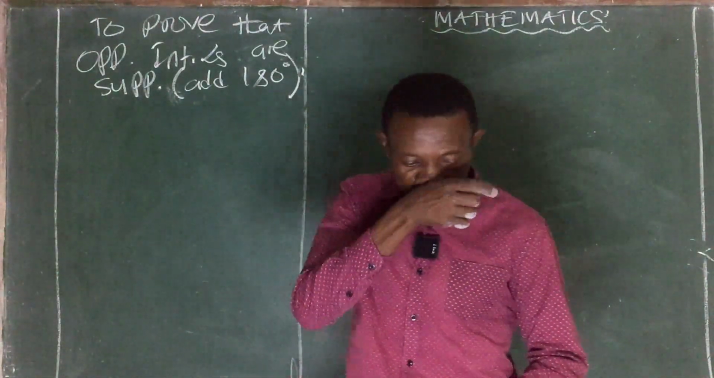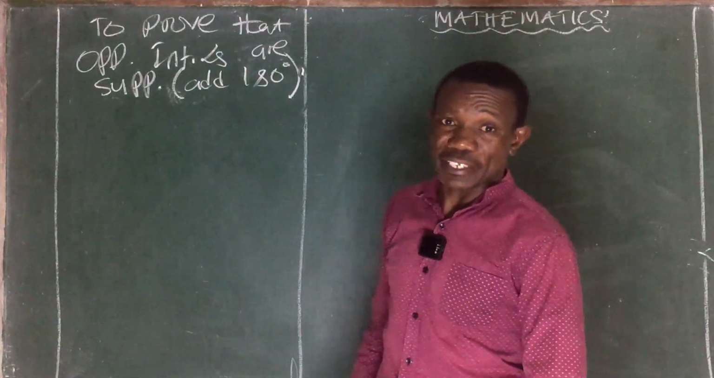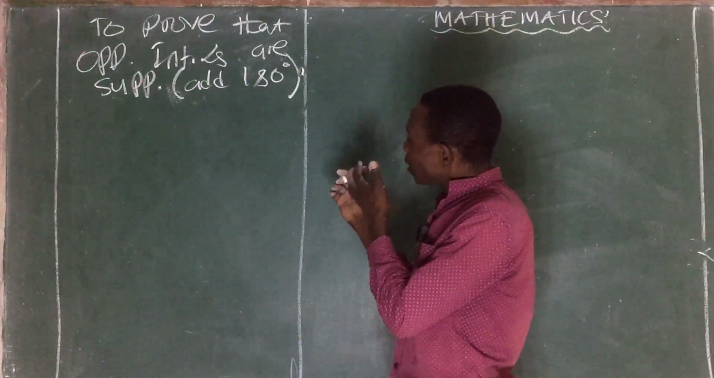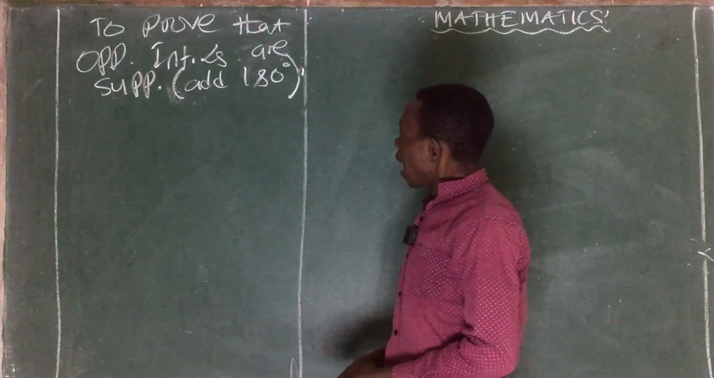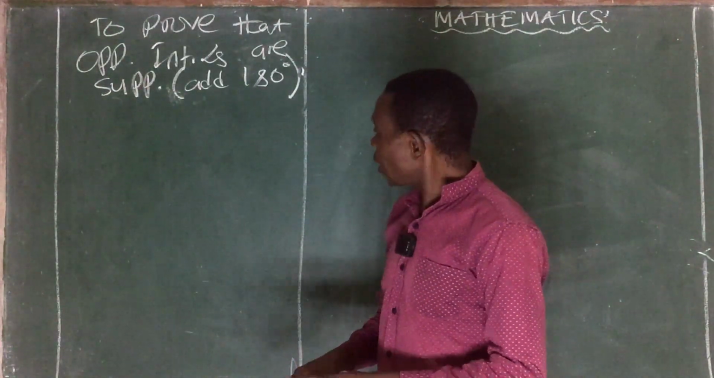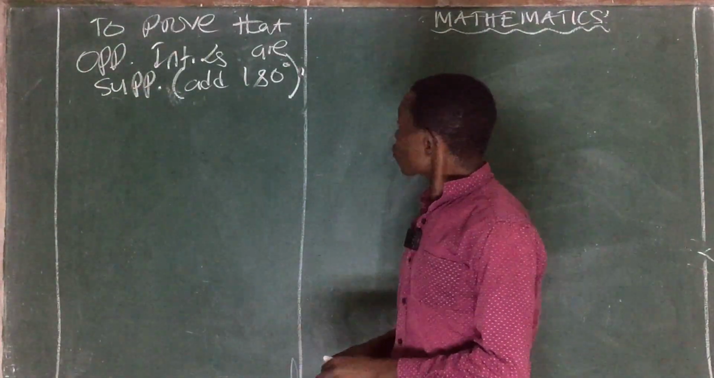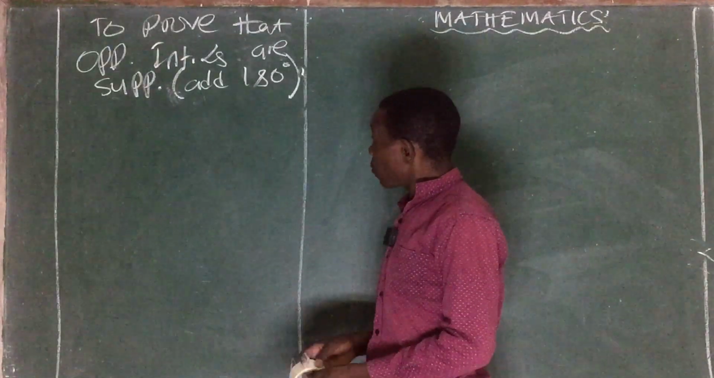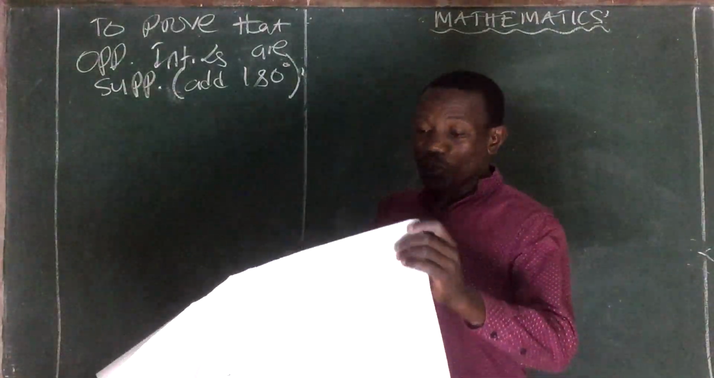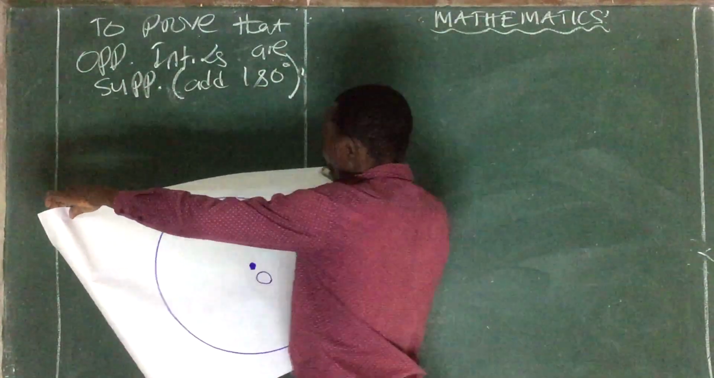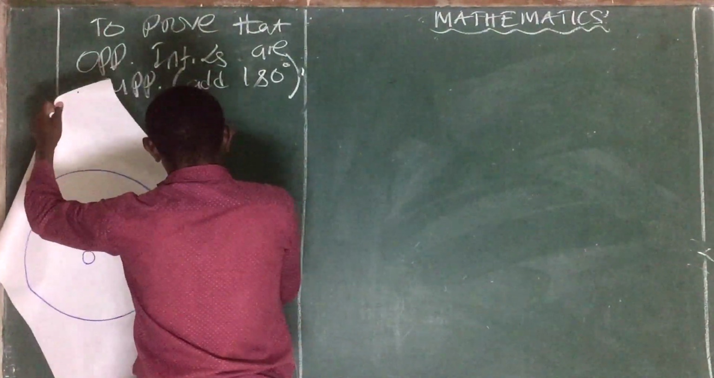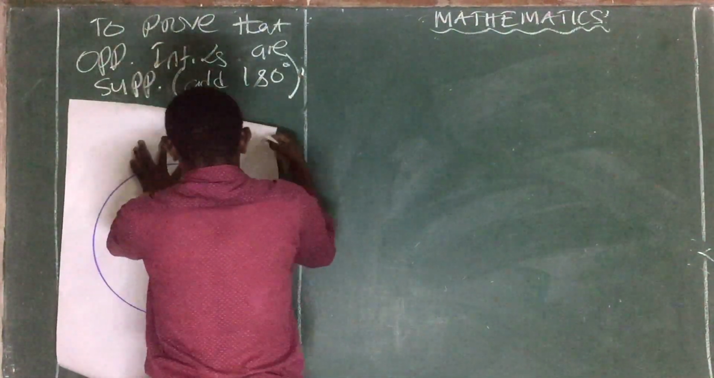The first thing is to at least draw the diagram. Here we're talking of the opposite angles of the quadrilateral being supplementary. So the first thing I'll do is to show those angles, to identify those angles in the cyclic quadrilateral. If you talk of a cyclic quadrilateral, it means first of all you need to produce a diagram which is circular. So here I'll have my diagram which will be produced from the circle.